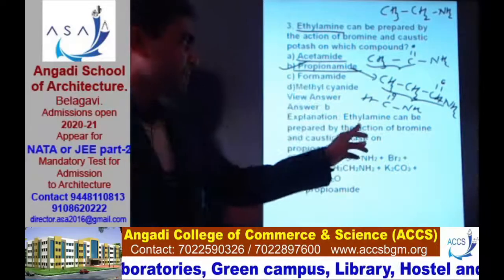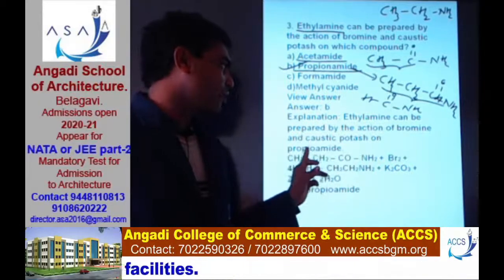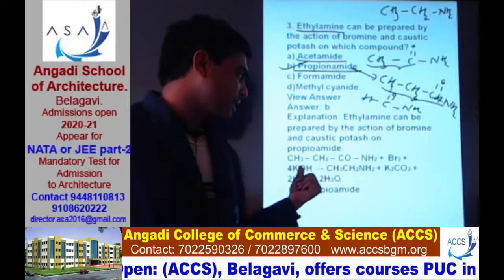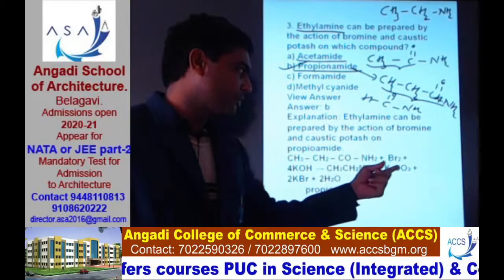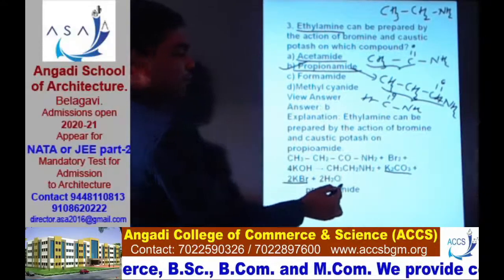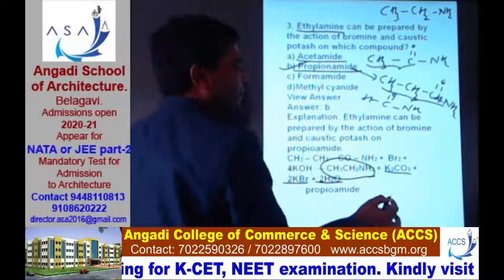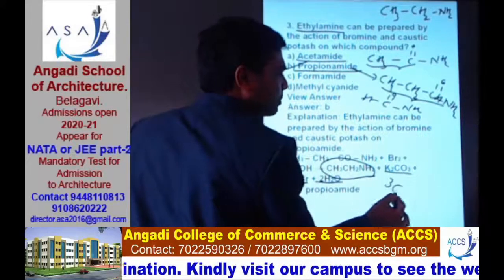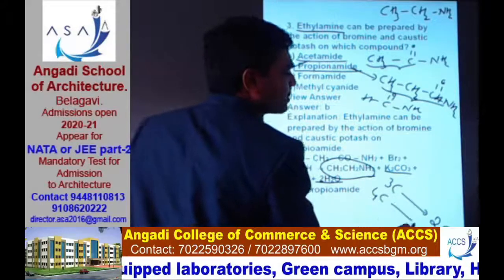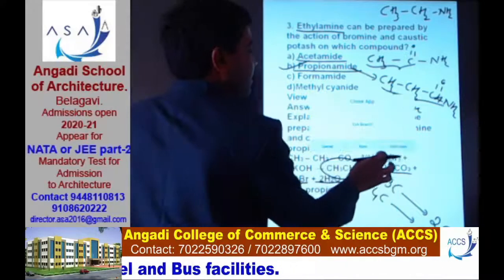How, you can see: ethylamine can be prepared by the action of bromine and alcoholic KOH on propanamide. The reaction becomes like this: plus Br2 and KOH, you get ethylamine. The byproducts are potassium carbonate, potassium bromide, and water. Hence, we get this one. The conclusion from this reaction: 3 carbons gives 2 carbons, 4 carbons gives 3 carbons. Like this, we have to go for the Hoffmann's degradation method.